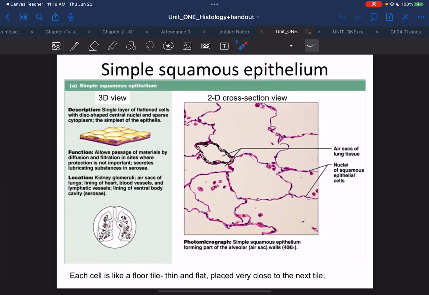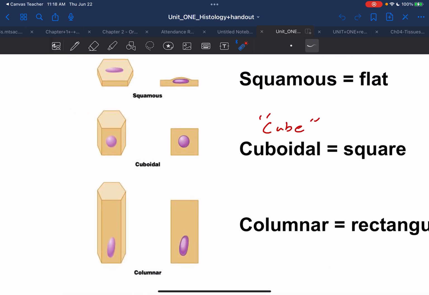And so I want you to think about the size of these now. Which one do you think is great for letting small molecules just travel through it? Cuboidal, that's one guess, right? But what would be your logic as to what would make it easier? Would it be easier to travel through this one? Or would it be easier to travel through this? Right? Squamous, and nice and simple.